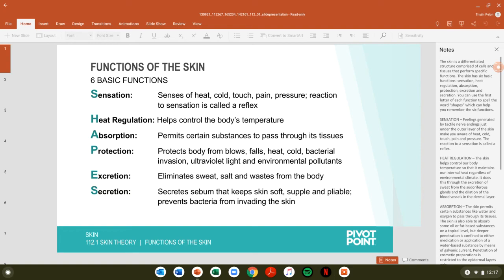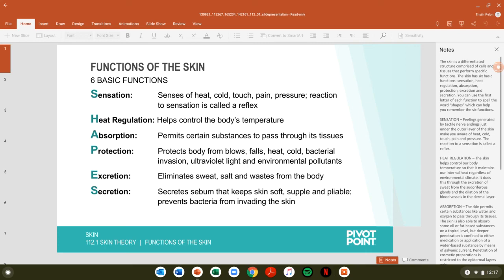All right, so the 6 basic functions of your skin. Every function has a different responsibility. Without one, the other ones don't do as well either. So all of these 6 functions really need to work in sync together. So if you look at the first letter of each function, it spells out the word SHAPES for you to remember a little bit easier.